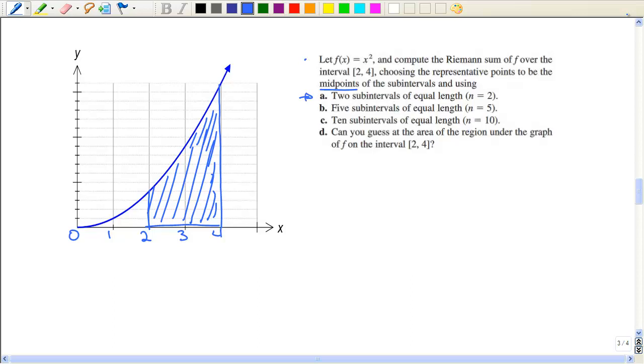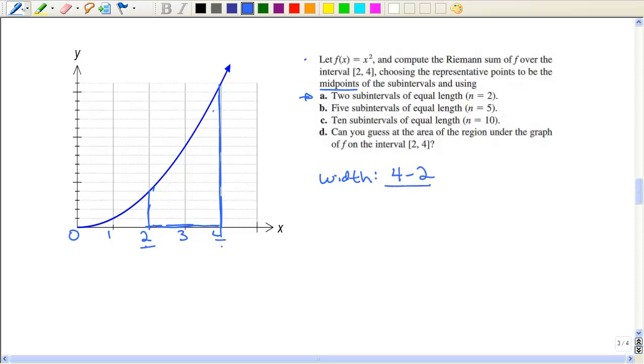Okay, and the first one is to use 2 subintervals. So let's look at that. Well, I believe if I split from 2 to 4, the width, just to do the calculation, would be 4 minus 2, that would be the endpoints, divided by n, which is 2. So the width is 1. So from 2 to 3 is 1.